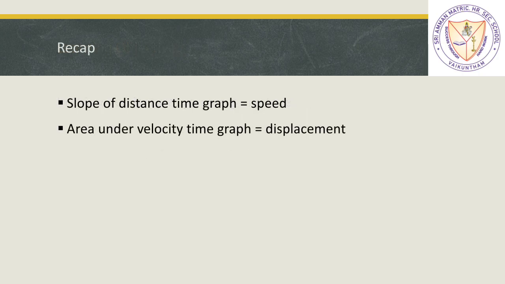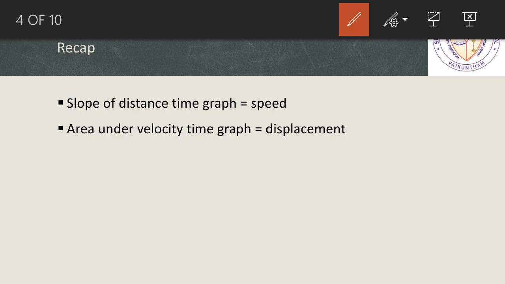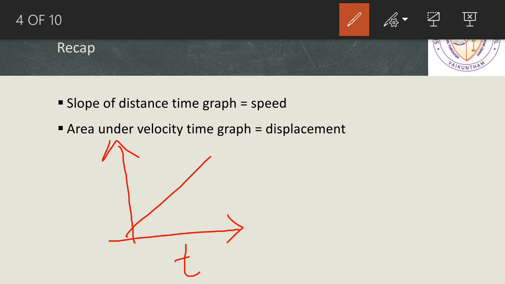Okay, so just a fast recap of what we have learned. We have learned about two types of graphs. One is the distance time graph, another one is the velocity time graph. For a uniform motion, the distance time graph will always be a straight line, right? Along the x-axis we take time, and along the y-axis we take distance.